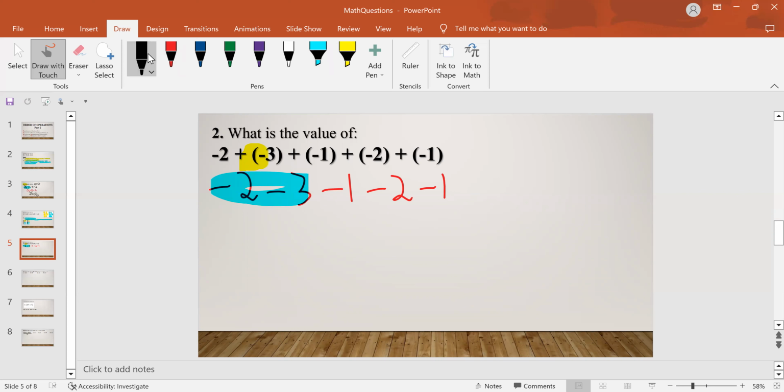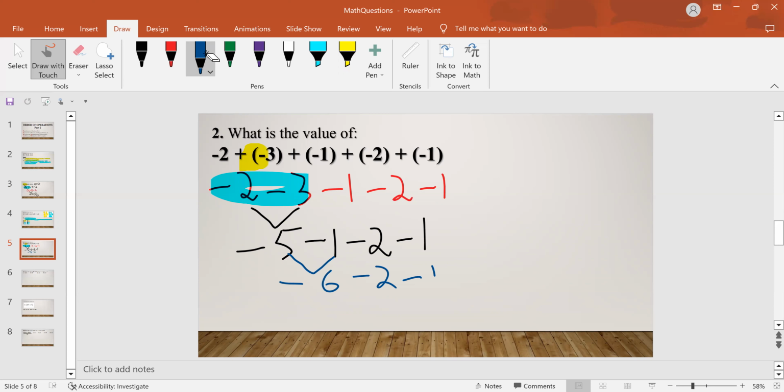If I take the first two, negative 2 and negative 3 will be negative 5. Remember, we said when we want to combine two numbers with the same sign, we add the numbers and we keep that same sign. Okay, so you have a negative 5 minus 1 minus 2 minus 1. We continue. We take this negative 5 and negative 1.